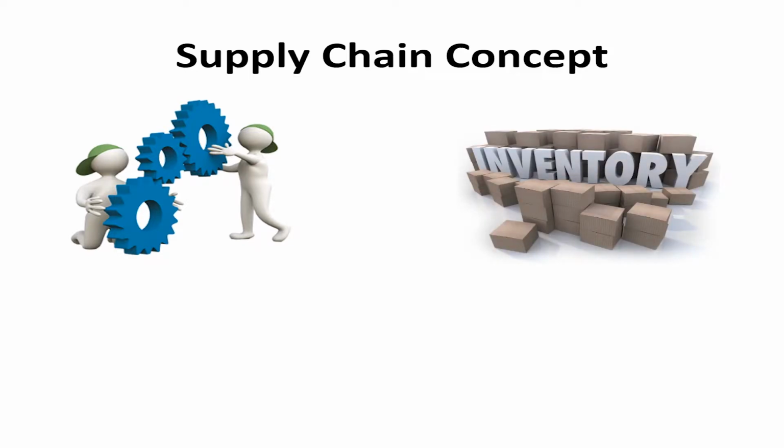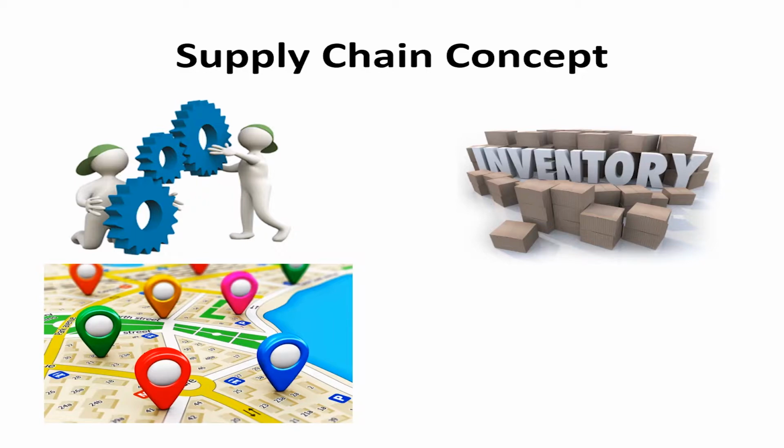Inventory. What inventory should be stocked at each stage in a supply chain? How much inventory should be held as raw materials, semi-finished, or finished goods? The primary purpose of inventory is to act as a buffer against uncertainty in the supply chain.